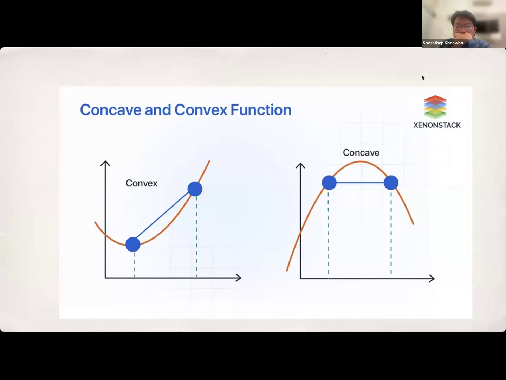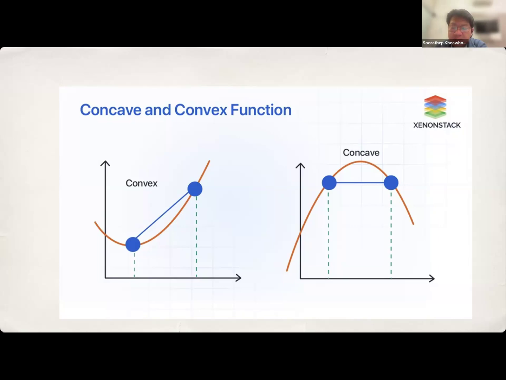For the convex function, you see that if we take two points from the function, and we draw a line between these two points, the value of the function is always smaller than the value on the line connecting these two points. So we call it a convex function.